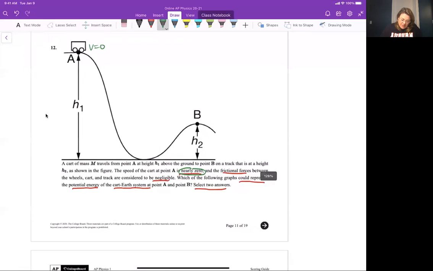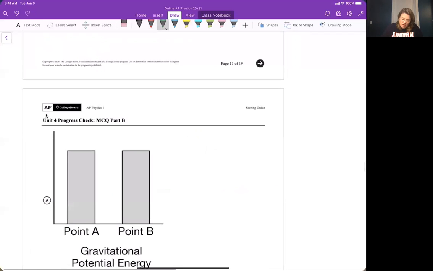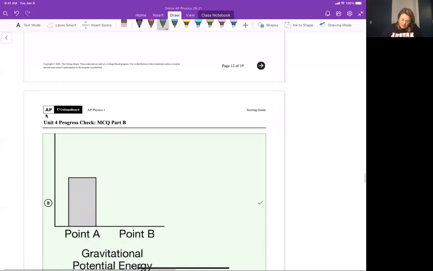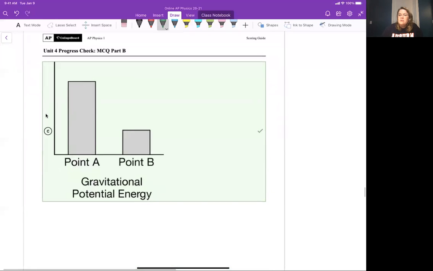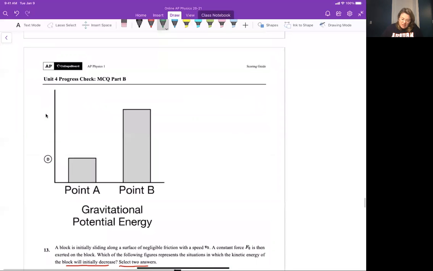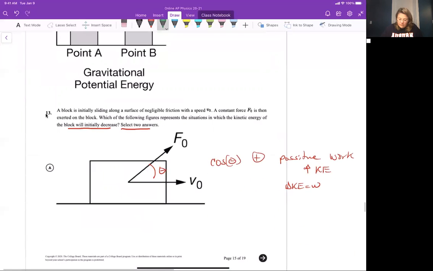So I'm looking at potential energy of the Earth cart system. All I know is it decreased from A and B. That is wrong because it did not decrease. This did decrease, so I could have defined my 0 line at point B, so it did decrease. This could be also because I could have defined my 0 line at the bottom of the track. This shows an increase in energy between A and B, and that's not possible.